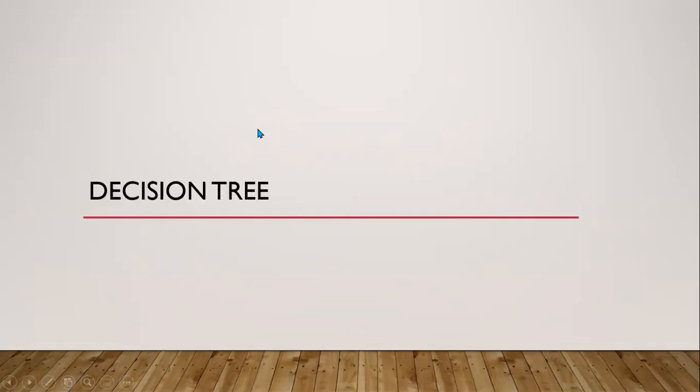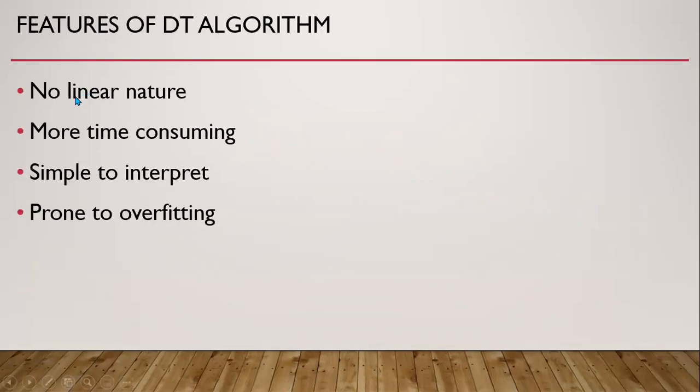A little bit more about decision trees. What are the features of decision trees? They are non-linear in nature. They are more time consuming, but they are simple to interpret, and they are also prone to overfitting. If we keep on making the decision tree until at the leaf node we have a single sample, then we are prone to overfitting.